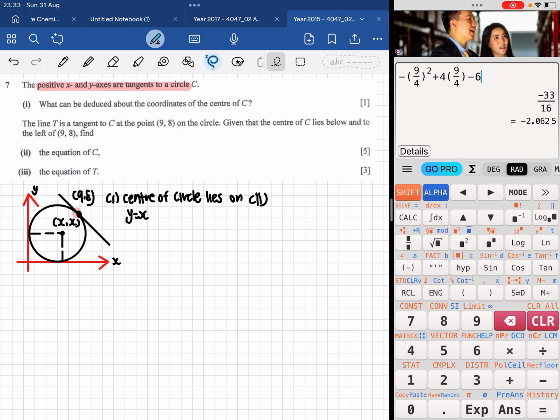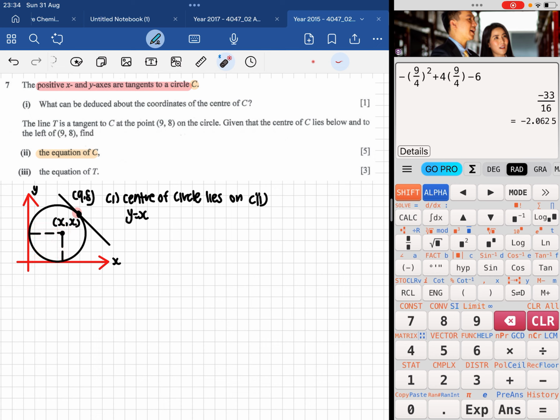Okay, so you need to find the equation of C. What do they mean by the equation of C? C is the circle, so you need to find the equation of the circle. In order to do this, what we have to understand is that you can compare. So this is (x, x), and this one here, the radius is x, correct?